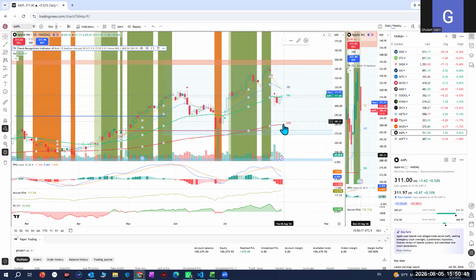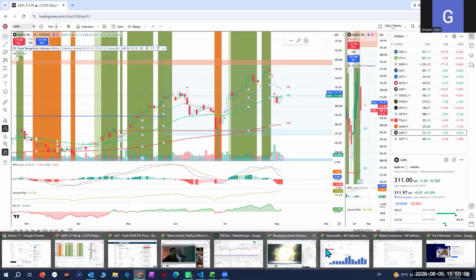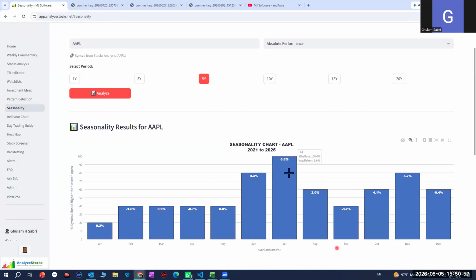Maybe this position or this position. But will Apple break this thing? I have my doubts. Apple is not going to break. Apple probably will find support at the 200 line at the max, over here or here. Is it a good time to enter Apple? Maybe no. Why? Because we are heading towards a seasonally weak season for Apple, August and September.